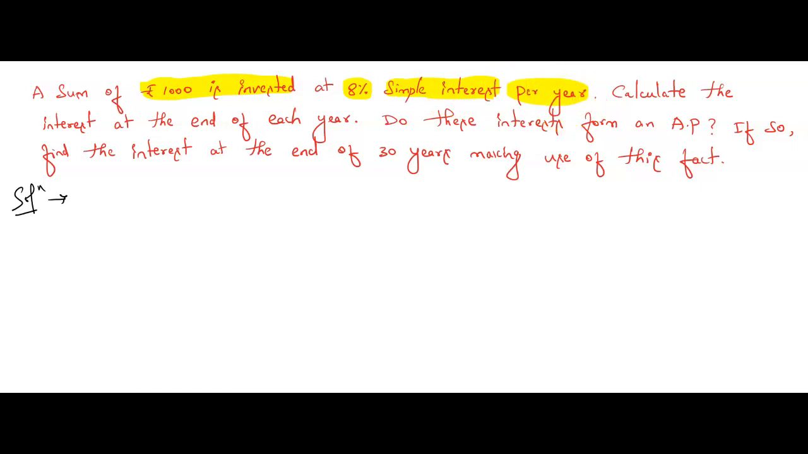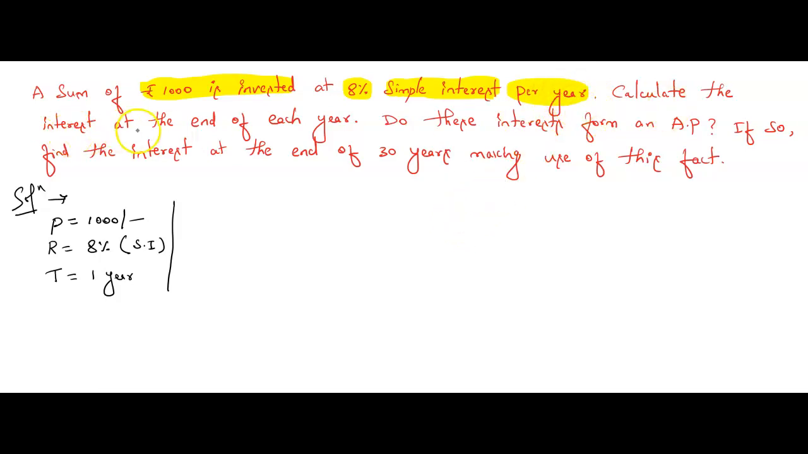Shall we write this data? Here we can see a sum of rupees is invested, that is nothing but the principal, which is 1000 rupees. The principal amount is 1000 rupees and the rate of interest is 8% on the basis of simple interest, SI, per year, meaning the time period is 1 year. Sometimes they give you annum instead of year. Understood? Annum is nothing but year.